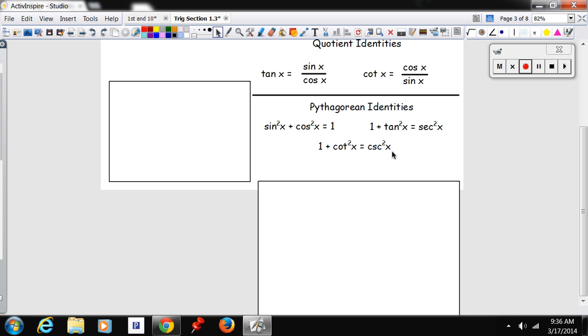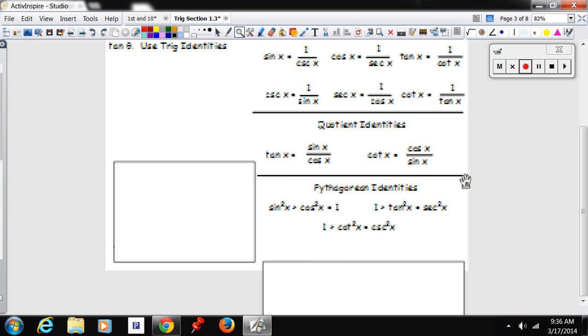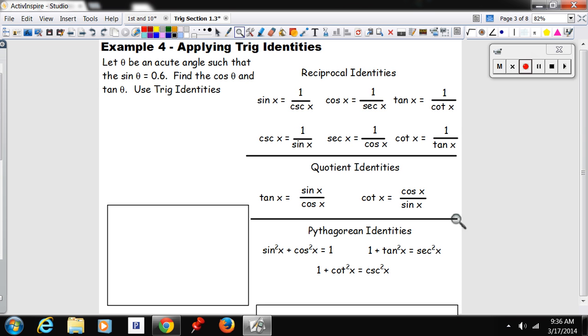Okay, I'm going to move it back down so we can see the actual example that we're going to need to do here. Okay, here's the example up here. Let theta be an acute angle such that the sine of theta is 0.6. Okay, so the sine is 0.6. Could I take that sine and put 0.6 over 1? Would that be the same thing? 0.6 divided by 1 is still 0.6. So yeah, that would work if I wanted to.